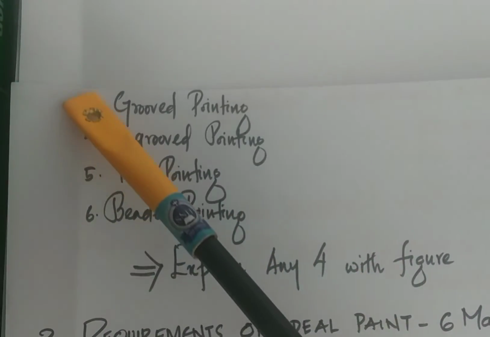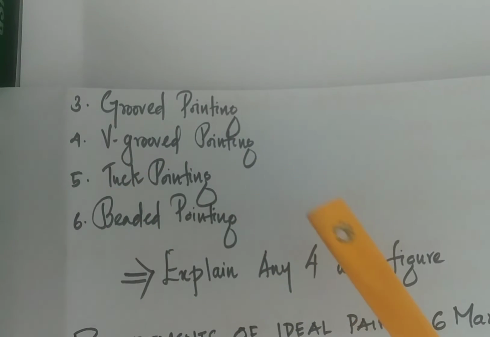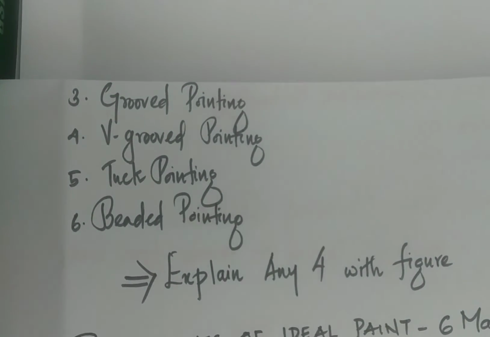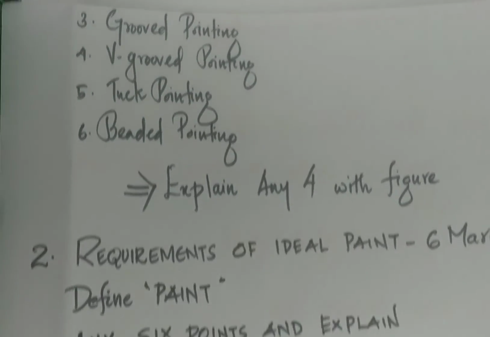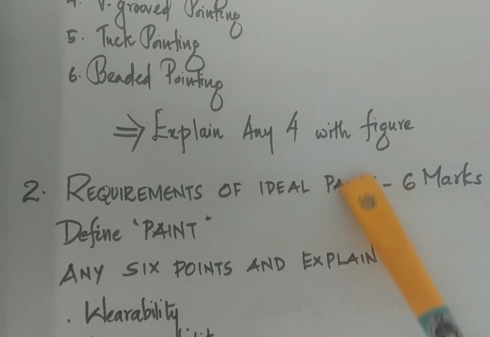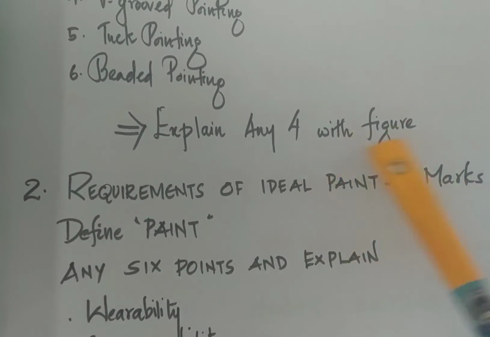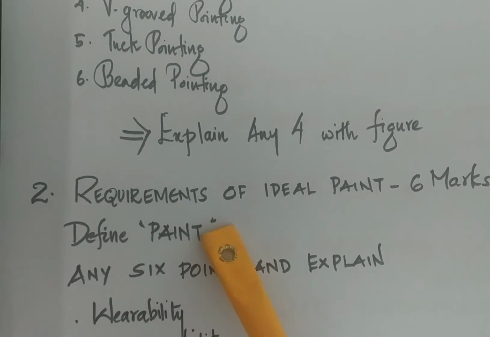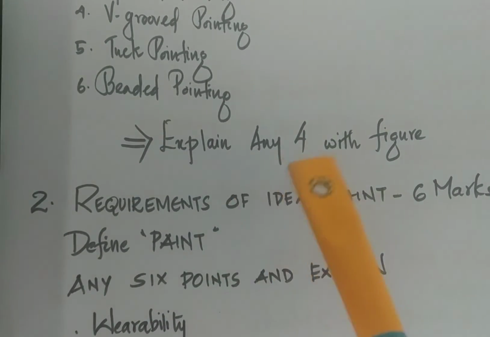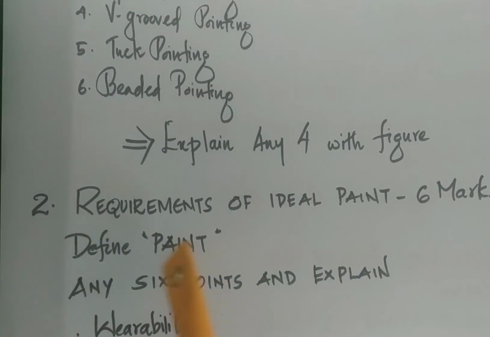Thus, you will be getting 7 marks, and 2 marks for the definition. Thus, you will be getting 9 marks for the first question. Followed by this, the second one is requirements of ideal paint. It will carry 6 marks. First of all, you need to define what a paint is and write down any 6 points and explain.